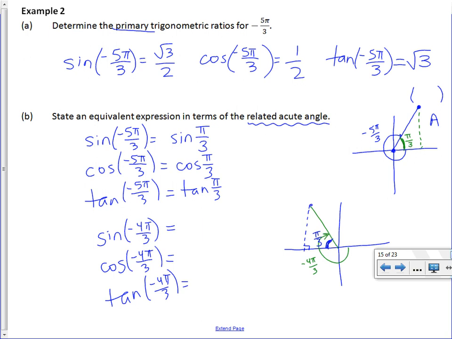Now, here's the deal though, guys. Are sine, cos, and tan in this quadrant all going to be equal to what happens in quadrant 1? I'm going to write something here. I'm going to leave a little bit of a space. I'm going to write this.